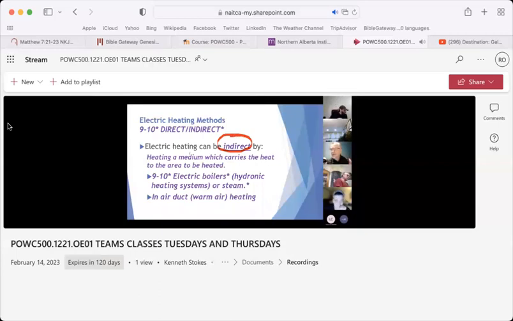Sometimes we have indirect electric heating. So we heat a medium that carries the heat to the area being heated, and that's an application of an electric boiler. So we heat up hot water or steam, and we send that steam or hot water into a finned exchanger or coil and put it in an air duct to warm the air in a warm air heating system.